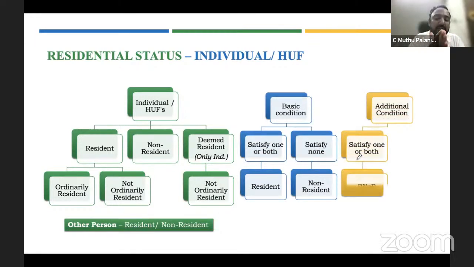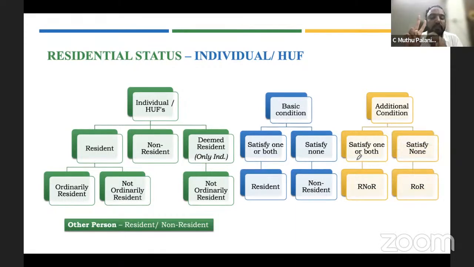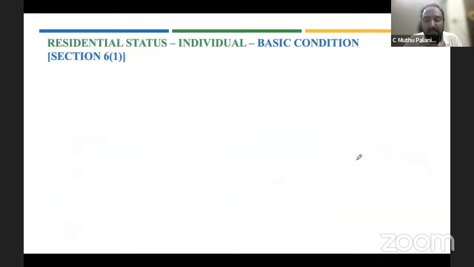You have conditions, basic condition and additional condition. When it comes to basic condition, there are two basic conditions. If you satisfy one or both, you will be called resident. If you're satisfying none, you will be called non-resident. When it comes to additional condition also, you have two additional conditions. If you satisfy one or both, you will be called resident, not ordinary resident, RNOR. If you are satisfying none of the conditions, then you will be called resident, ordinary resident. So these are the conditions between your basic and additional. Of course, we'll understand about these conditions.